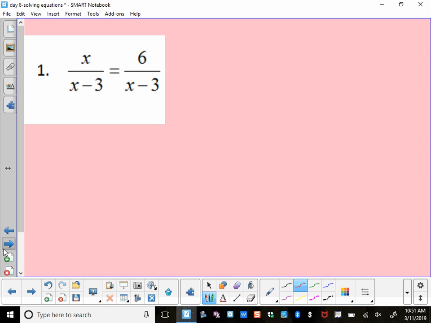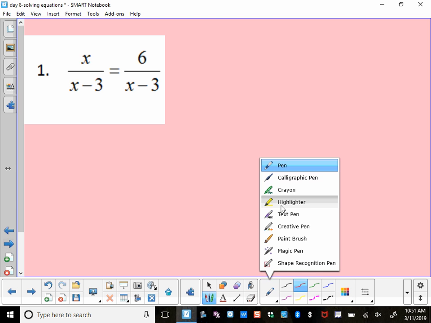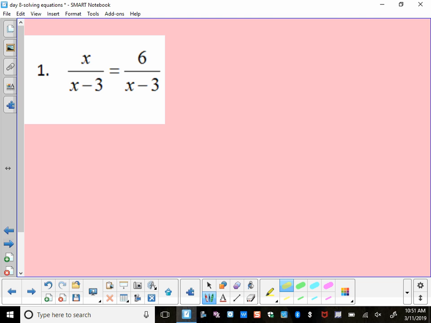Alright, let's look at number 1. I want you to notice that we have a denominator before the equal sign and a denominator after the equal sign. Are they both the same? Yes. So this would basically be my LCD. If they're both the same, my LCD is x minus 3.